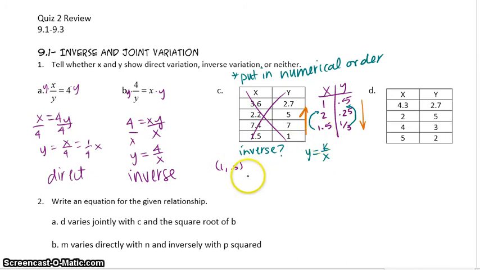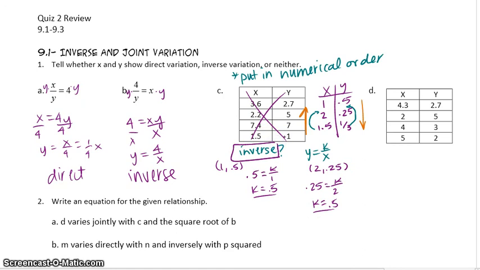So we plug it into our equation. So 0.5 equals k over 1. So solve for k. K is 0.5. And then if we test another point, let's just test 2, 0.25. So if we test that, we get 0.25 equals k over 2. 0.25 times 2 is 0.5. So since we have 0.5 for both, it is inverse.